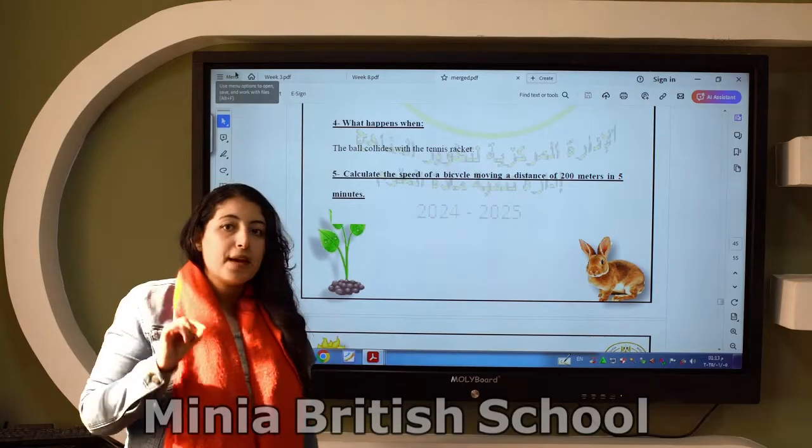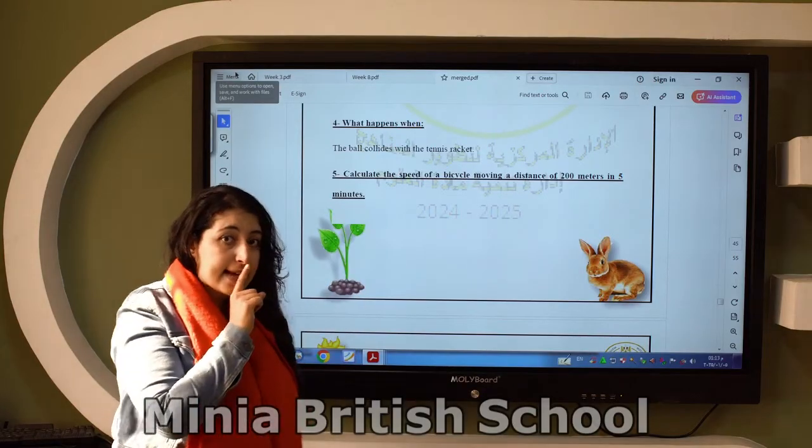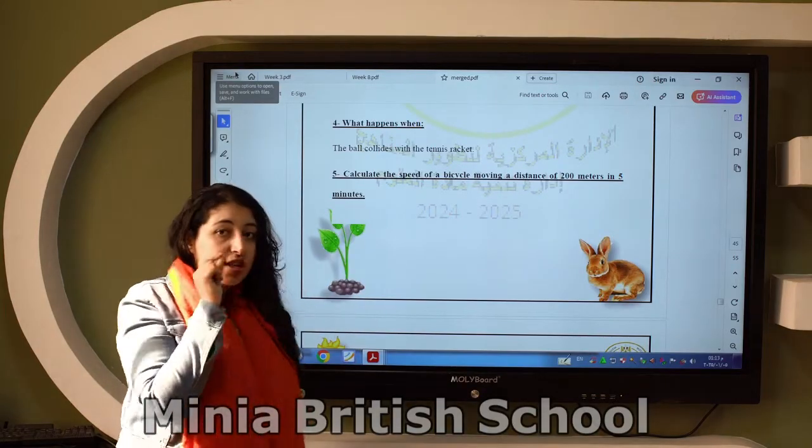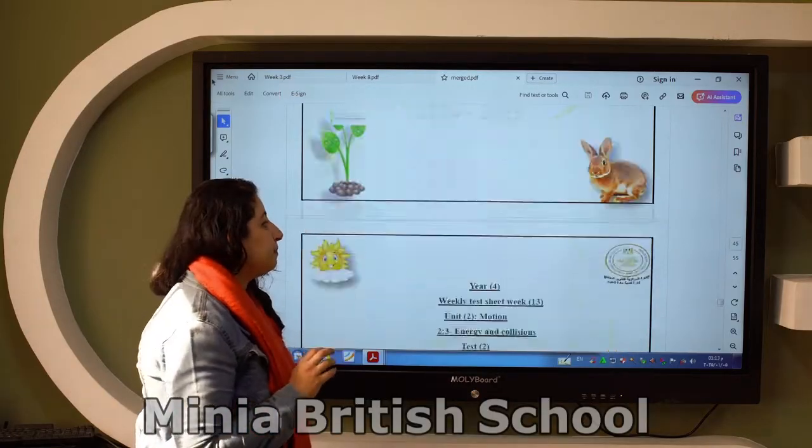40 meters per minute. Why? He said here minutes. He didn't say seconds. So I have to say the measuring unit, meter per minute. Please don't forget the measuring unit.